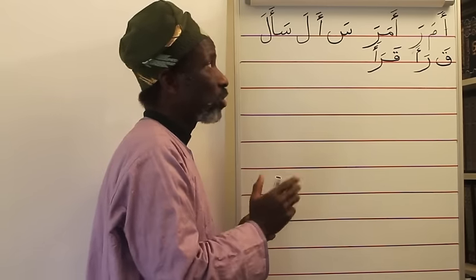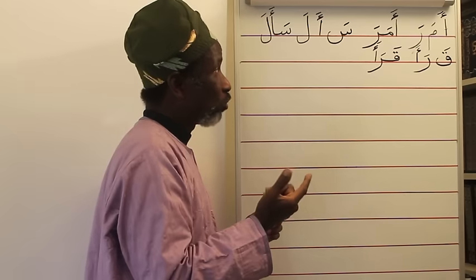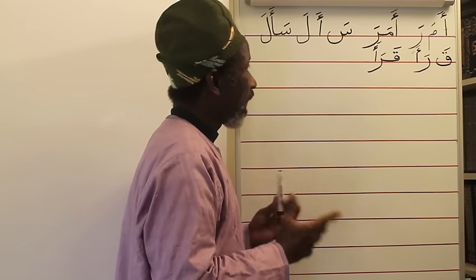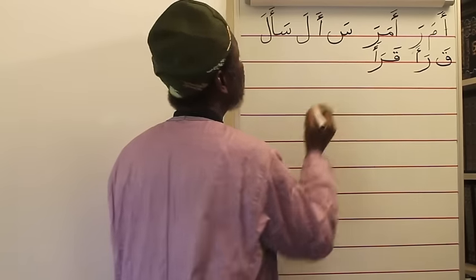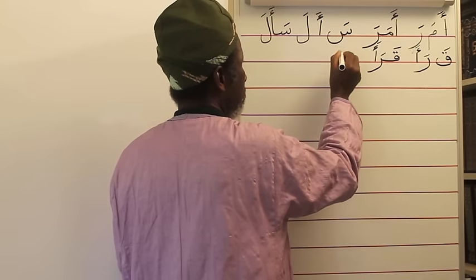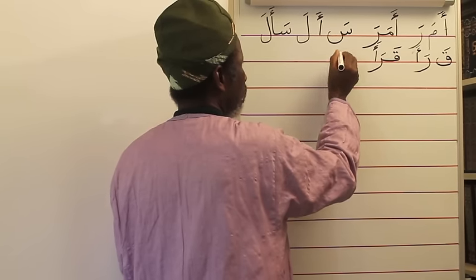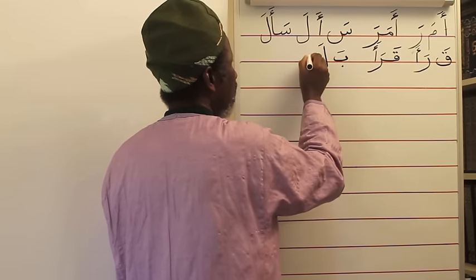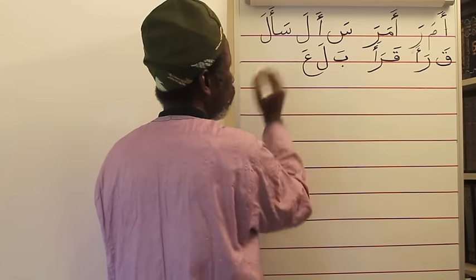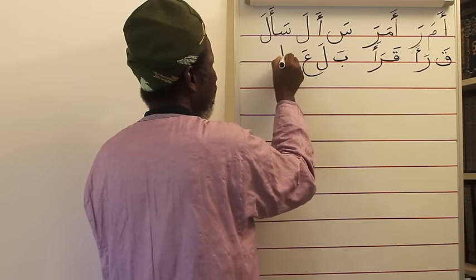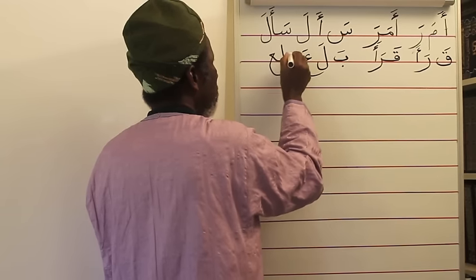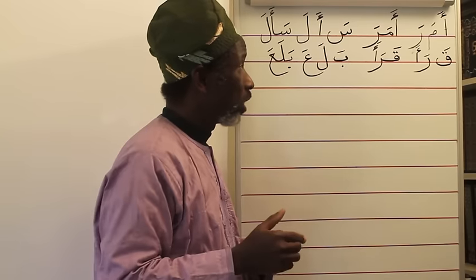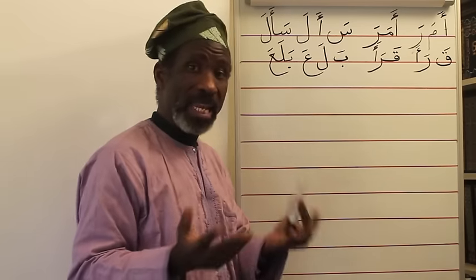Each letter is treated to show you its position, how to write them at the beginning, the middle, and the end. The next after alif is ba. So we're going to write bala'a. Ba, isolate. Lam, isolate. Ain, isolate. Join: ba, la, a. Bala'a. In the book, you will see each word with its meanings in English.